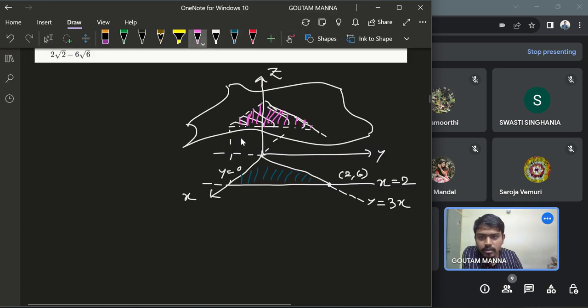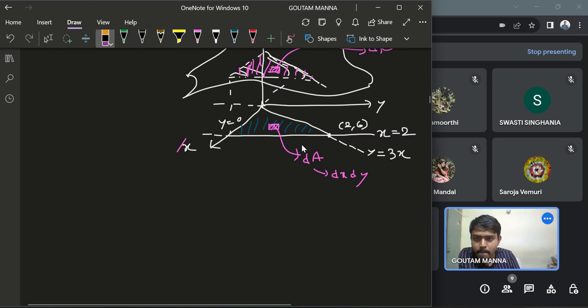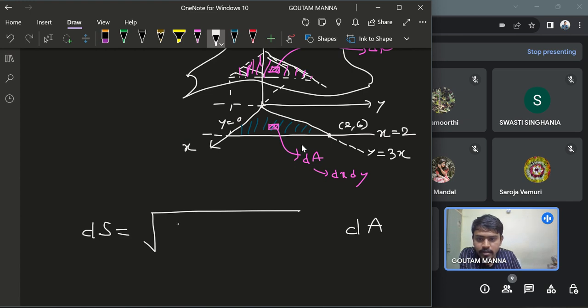And how will we do that? For example, let's say there is a small area element here, let me call it dS, and just beneath that, if I do the projection, or you can assume like there is a sun and the shadow of this part in this xy plane will look like this. This is the projection. Let me call it dA, which is basically dx dy. So how will this dS and this dA be related? This dS will be related by some factor times dA, and what is the factor? That is the square root of (del z del x) mod square plus (del z del y) mod square plus 1.